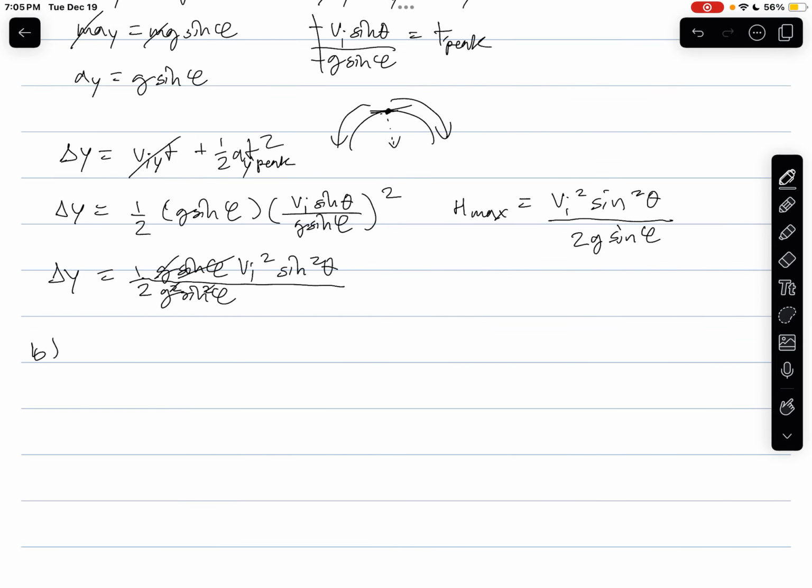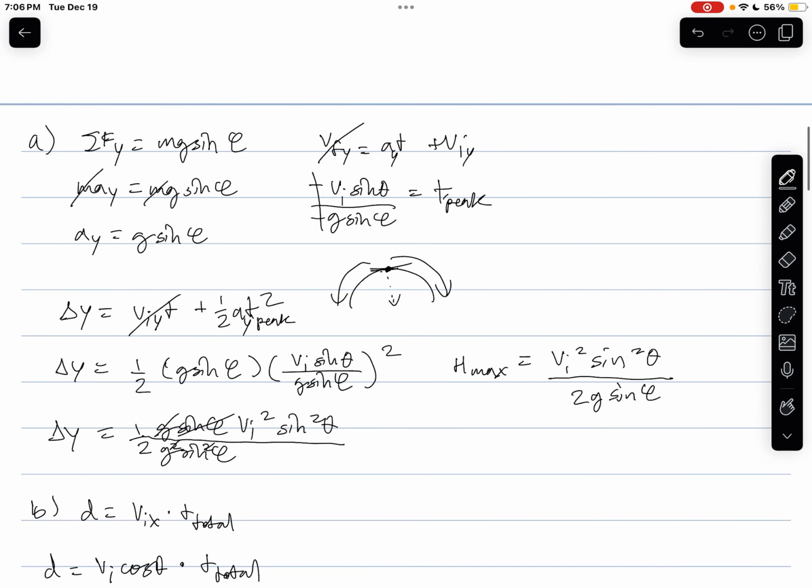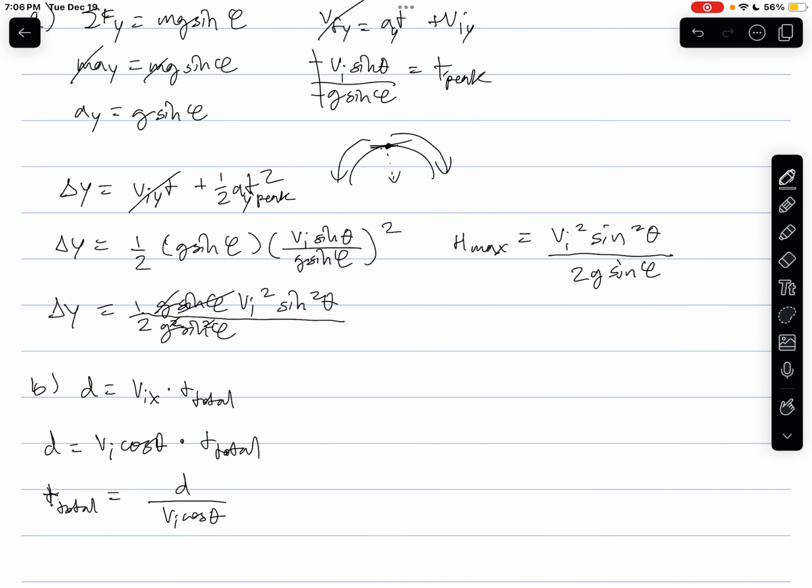Yes. Okay, for part B, I know the distance is going to be the v_ix times t total. v_ix can be expanded to v_i cosine of theta times t total. So the total time it will take for the ball to reach the target is going to be d over v_i cosine theta.